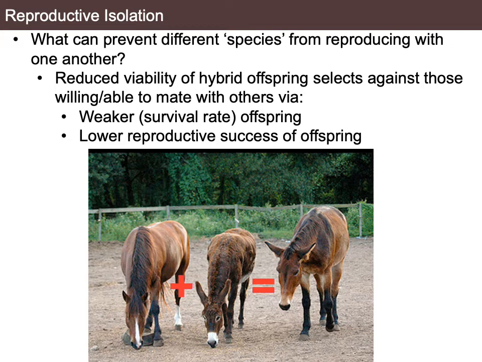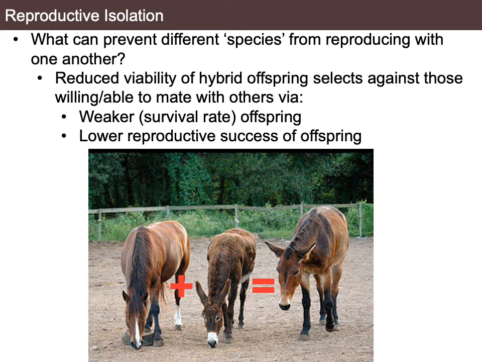Now, another way in which species might be prevented from reproducing with one another is if their offspring have lower viability, lower fitness. Okay, so this may manifest itself in either offspring that are weaker, they have a lower survival rate, perhaps the male and the female get together, sperm and egg come to be in the same place, but offspring simply have lower survival, if any survival. Okay, and then another example illustrated here by the horse.